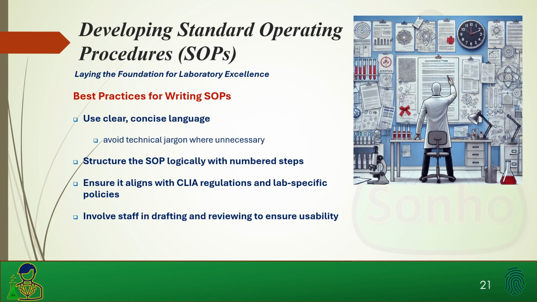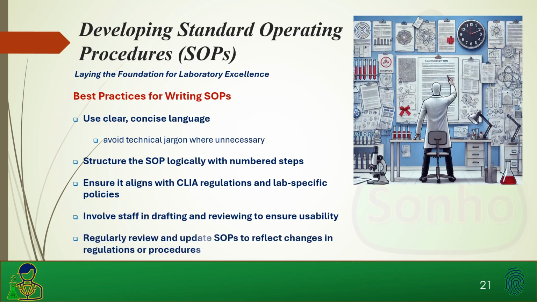You don't want to draft a document that is not useful because the staff's like, yeah, that's not what we do. That's not the best way to do it. We like to do this. We use this pipette. We use this volume. It just makes it easier. You don't want to write an SOP that says, oh, we pipette 3 mLs by doing 100 microliters or 1,000 microliters 3 times when you have a 3 mL pipette. And regularly review and update SOPs to reflect changes in regulations or procedures.